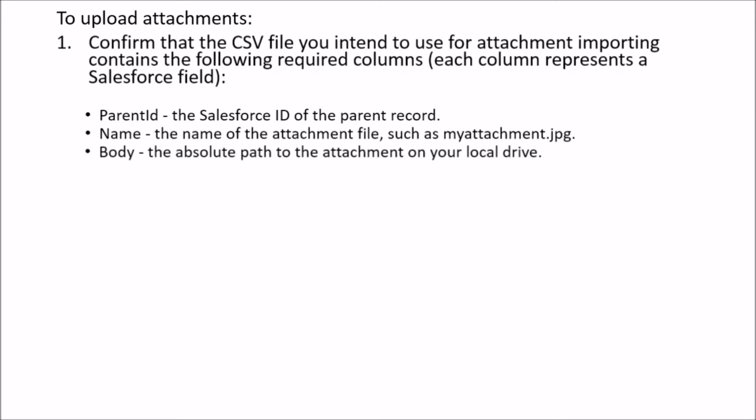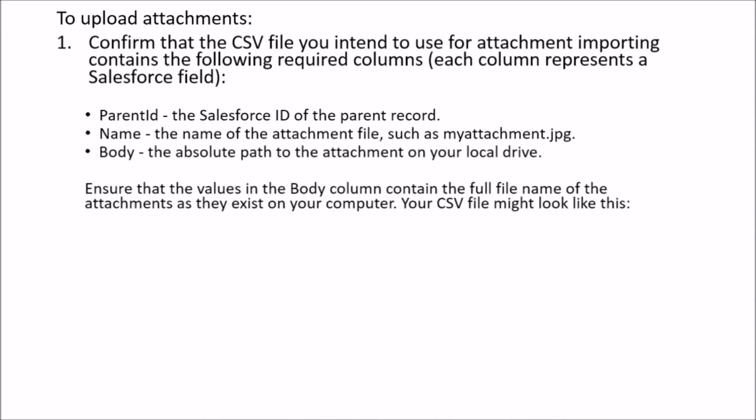Now in this example, the Salesforce ID or parent record we're going to use is actually the Edge communication account. The name of the file attachments is going to be EdgeCom, and I'll show you that in a minute. And the body is the absolute path to the attachment on your local drive. Now ensure that these values in the body column contain the full file name to the attachment that exists on your computer. Your CSV file might look like this.